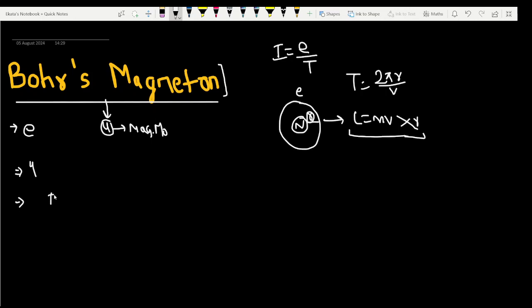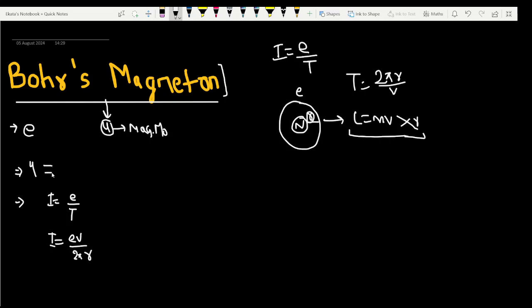Current is equal to charge upon time, and if I substitute the value of time as 2πr upon v, what we get is ev upon 2πr, by substituting T from the previous equation. This is a very important equation. But we have to define the magnetic moment. So what's the formula of the magnetic moment?